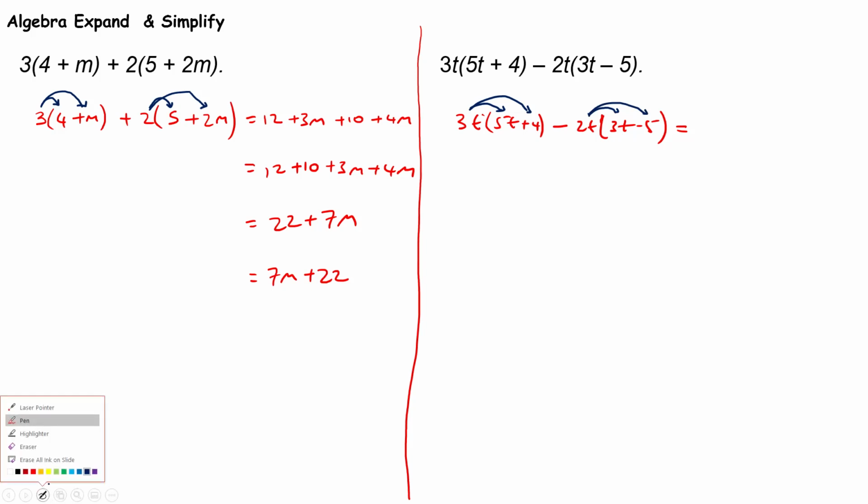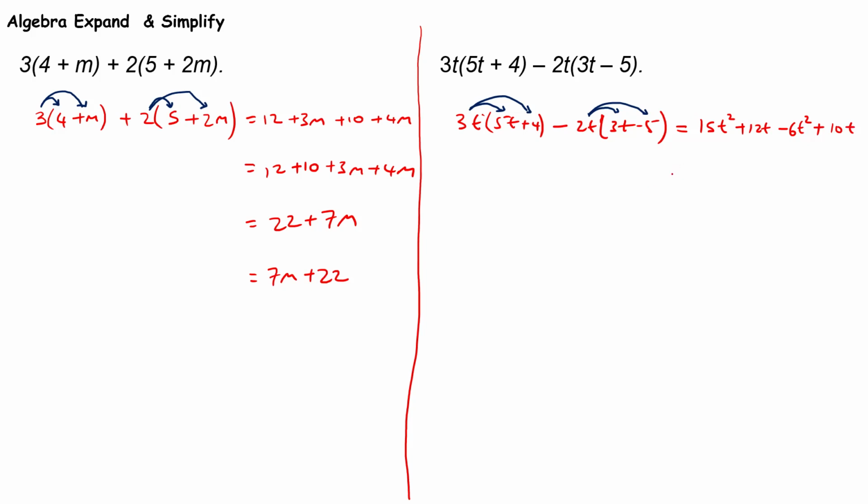Okay, so back to the red. So we've got 3t times 5t. If we do the numbers first, we get 15, and then we've got t times t, so that's t squared. And we've got 3t times 4, the numbers, 3 times 4 is 12, so that's going to be plus 12t. Now this minus affects everything in the brackets, so minus 2t times 3t, minus times a plus gives us minus 6t squared, and the minus times a minus means we're going to have a positive answer. 2 times 5 is 10t.